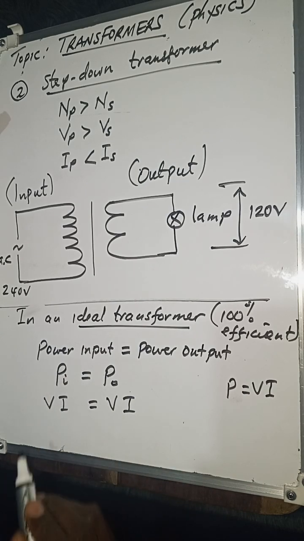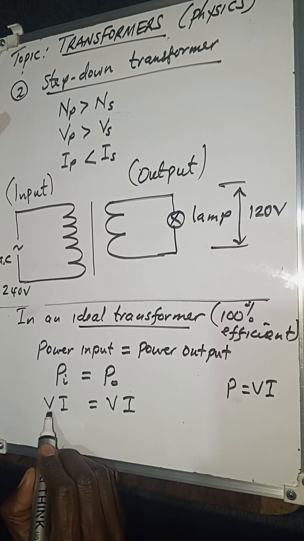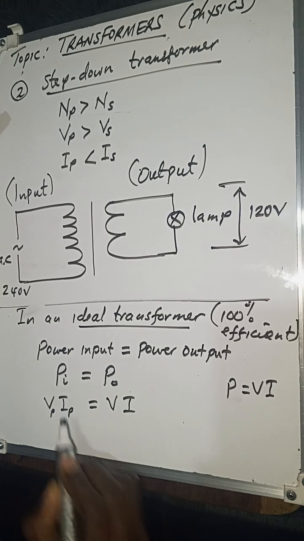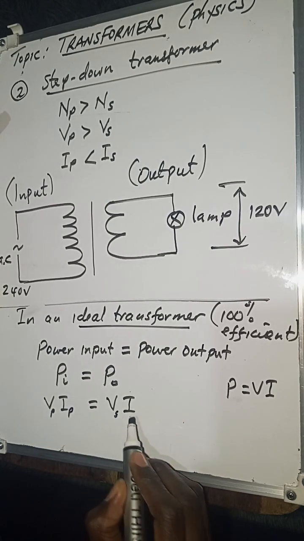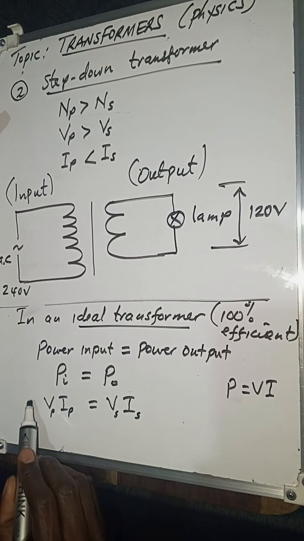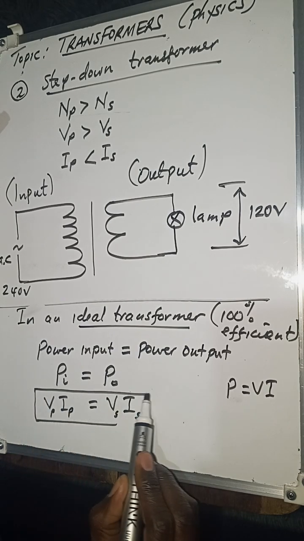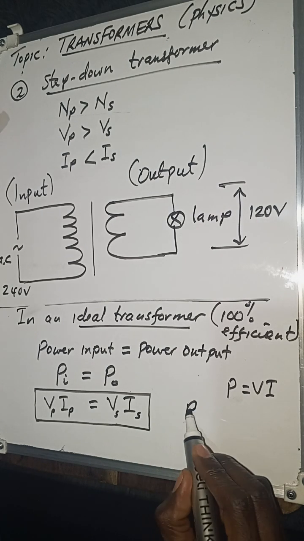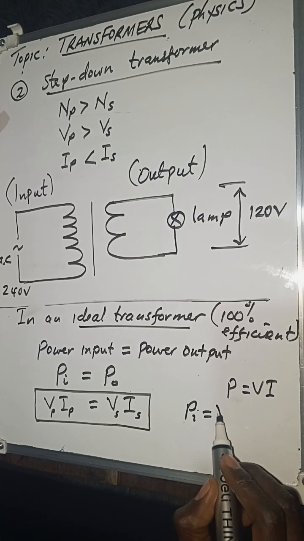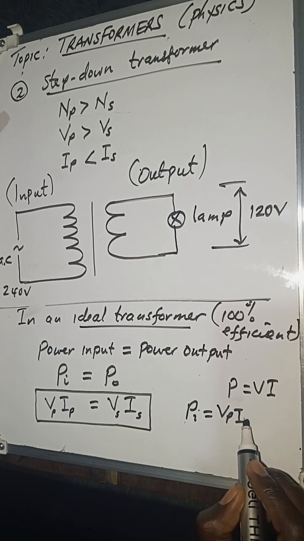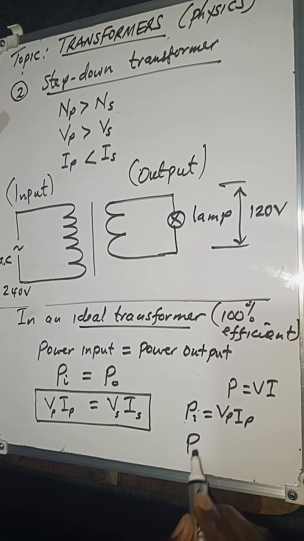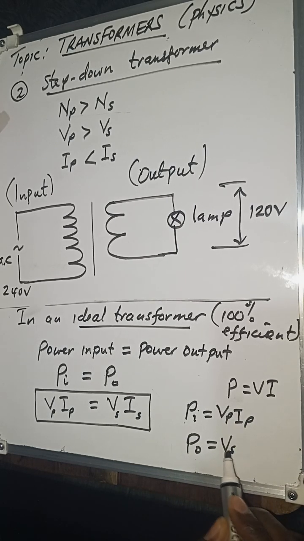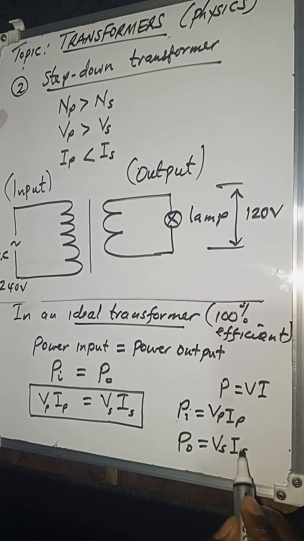Because that is the input, you can say the voltage in the primary times the current in the primary will be equal to the voltage in the secondary times the current in the secondary. So we are going to use this to do some calculations. But you need to remember that the power in the input is equal to voltage primary times current primary, and the power in the output is equal to voltage secondary times current secondary.